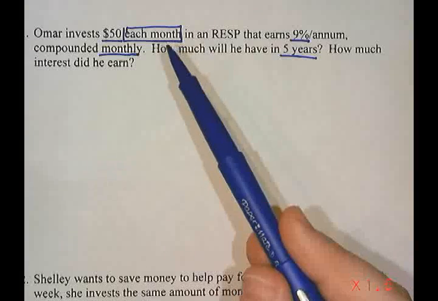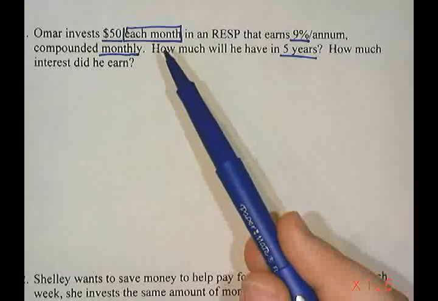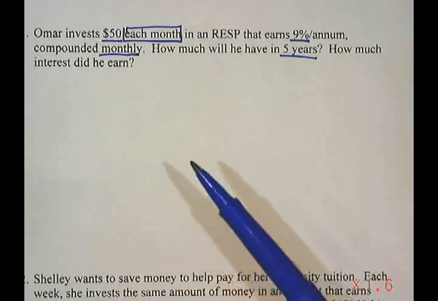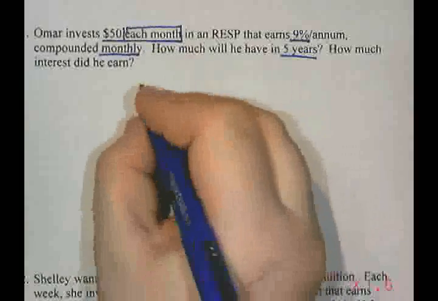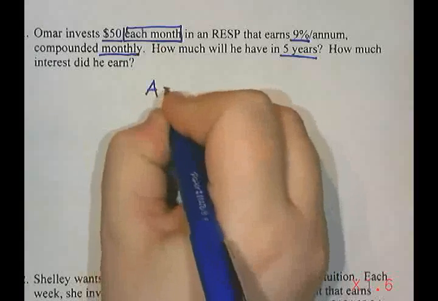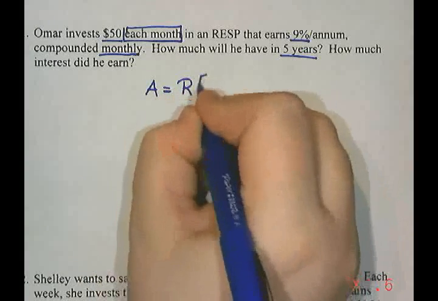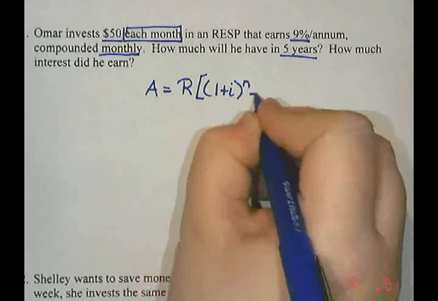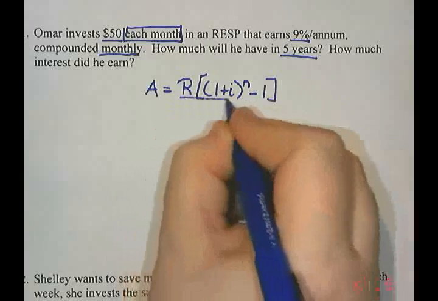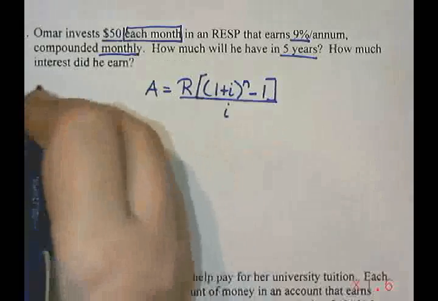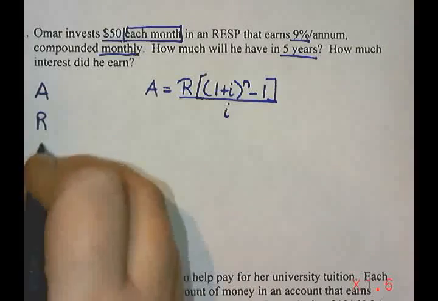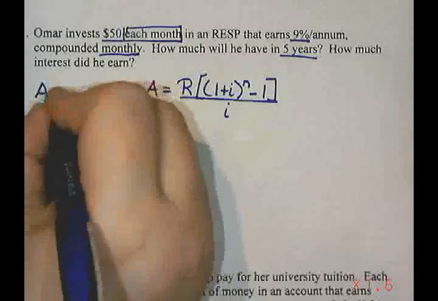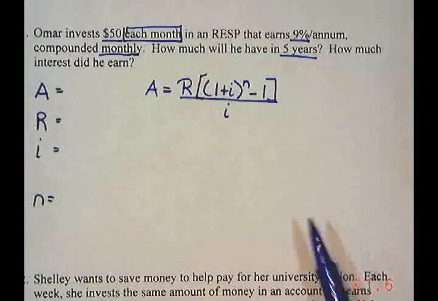So anytime it talks about it being every year or every month, or it might say monthly, I know that that's a good sign that it's an annuity. So my new formula is A equals R times (1 plus I) to the power of N, take away 1, divided by I. And I'm going to list A, R, I, N. I left a little extra space for I because we always have to do some work on I.